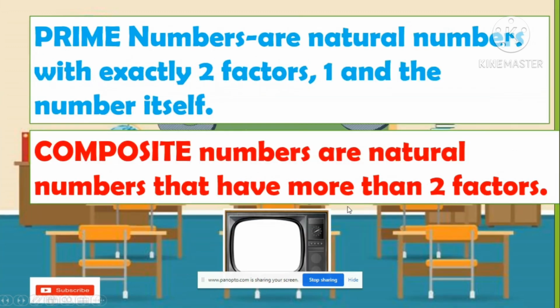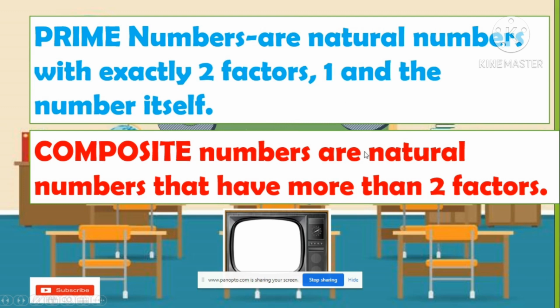So let's now proceed to the definition of prime numbers and composite numbers. When we say prime numbers, these are natural numbers with exactly 2 factors. 2 factors only: 1 and the number itself. One very good example of this is the number 3 because the factors of 3 are 1 times 3, or simply 1 and 3. So yung factor niya, 1 and itself lang.